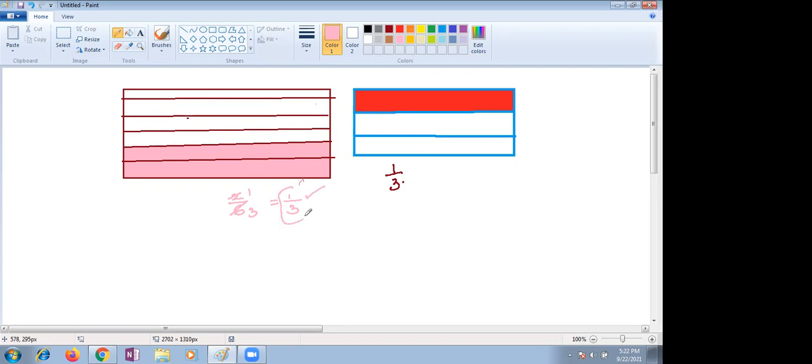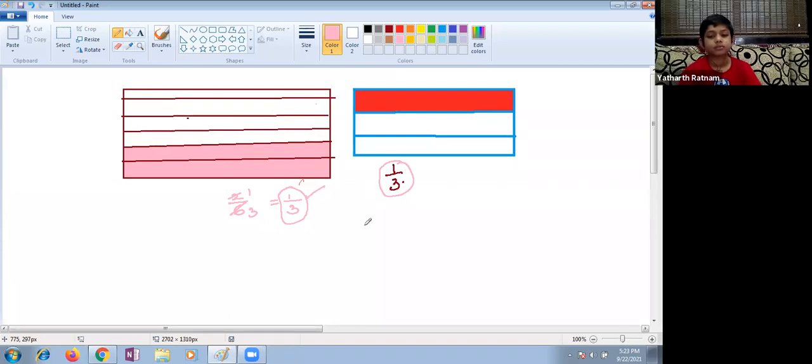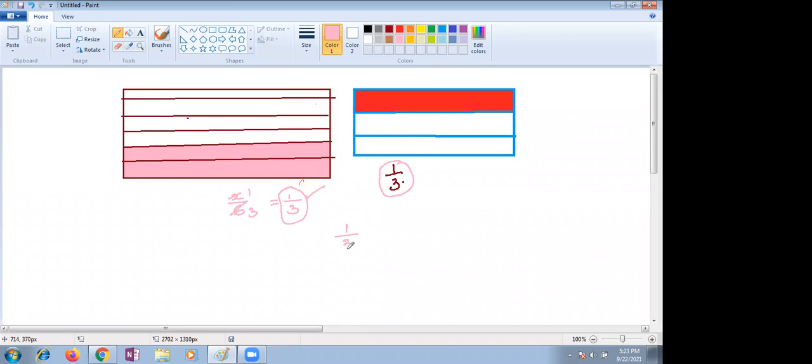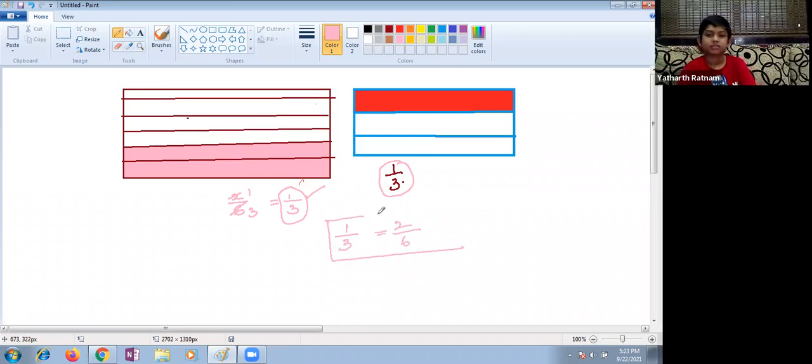So now you have to check, children. This value is 1 by 3. This value is 1 by 3. Always a fraction should be in its lowest form. You need to represent the fraction always in simplest form. Right, children? So now can I write this as 1 by 3 equal to 2 by 6? Yes or no? Yes, ma'am. Very good.